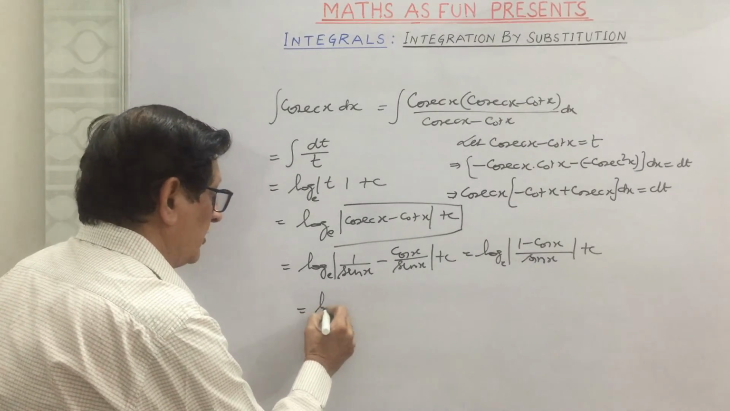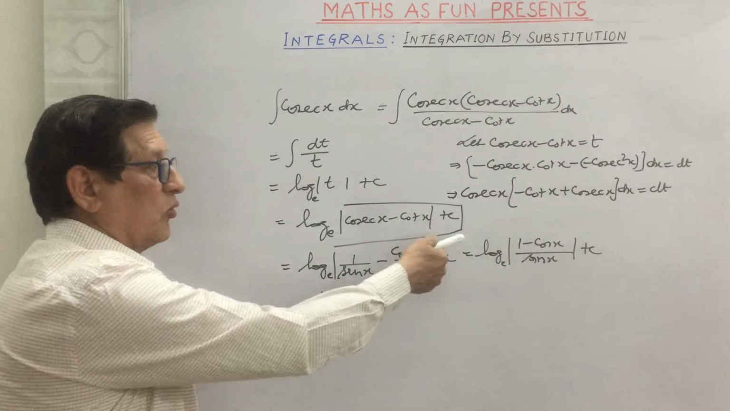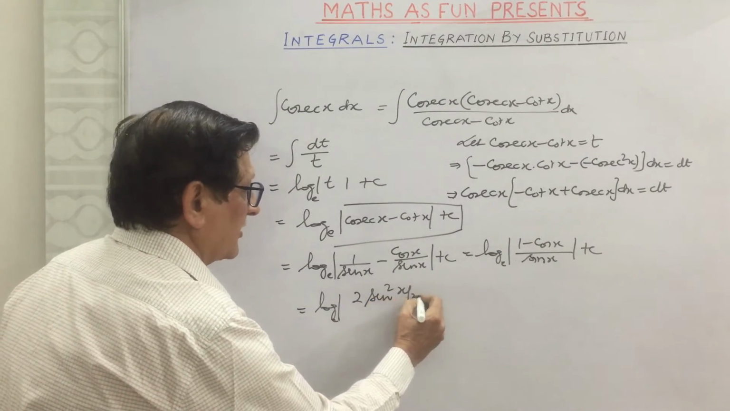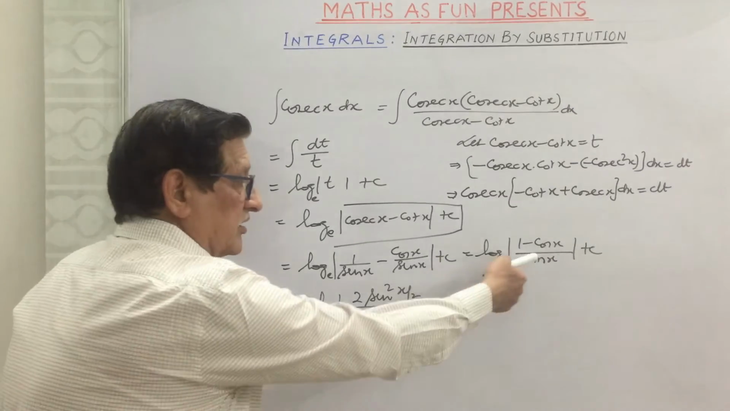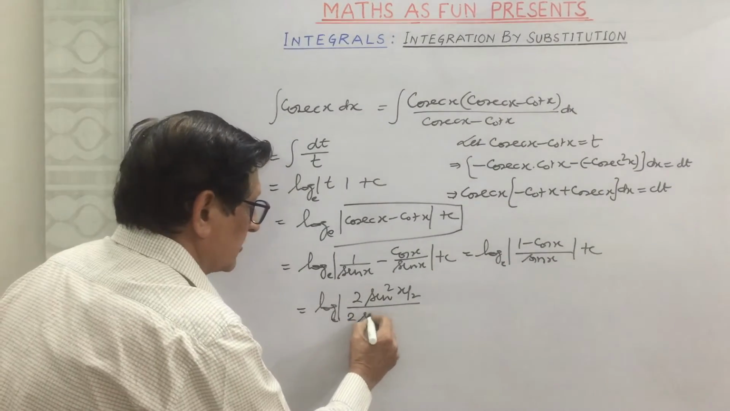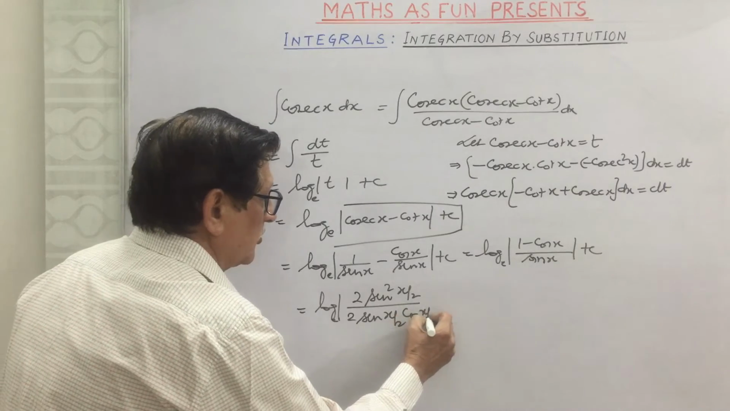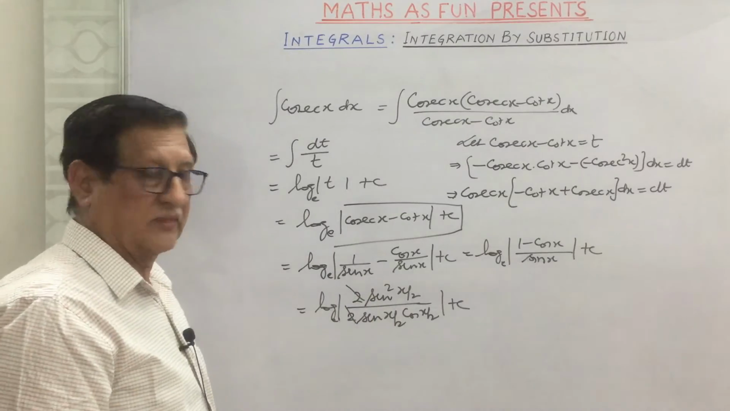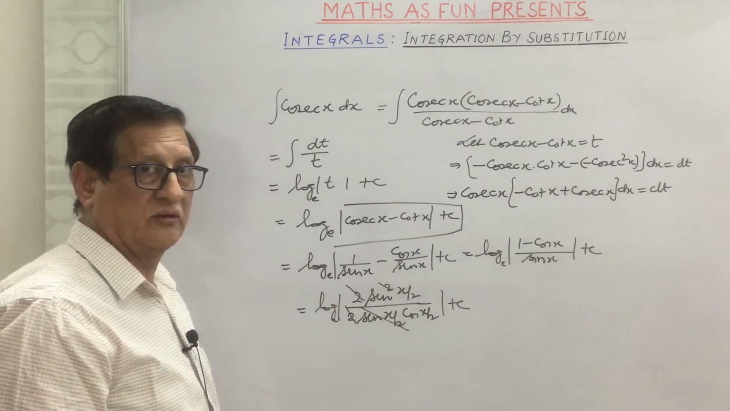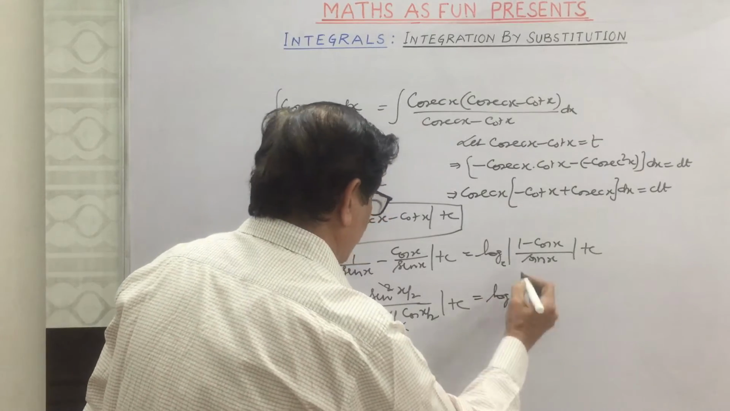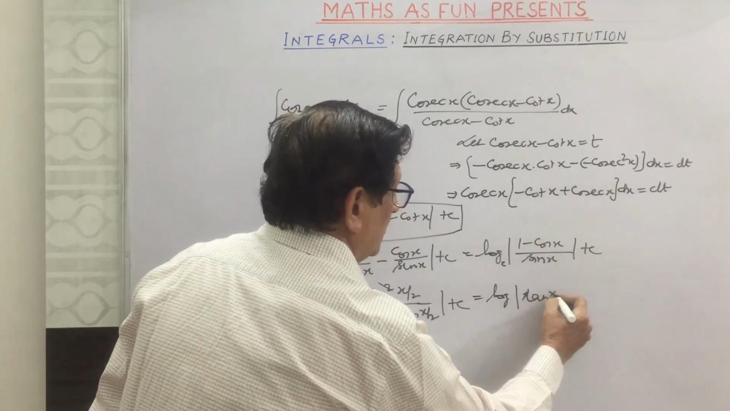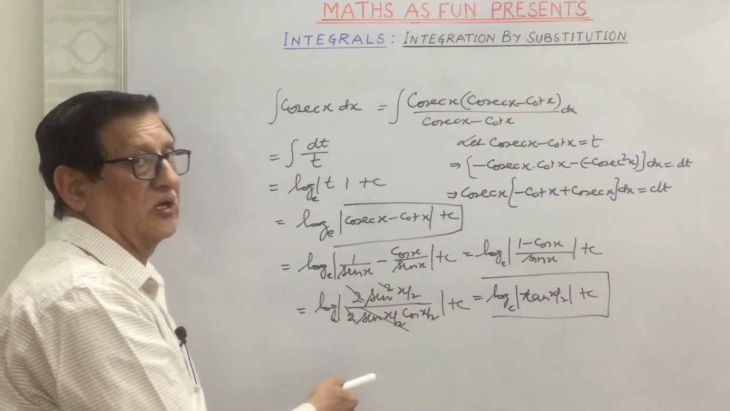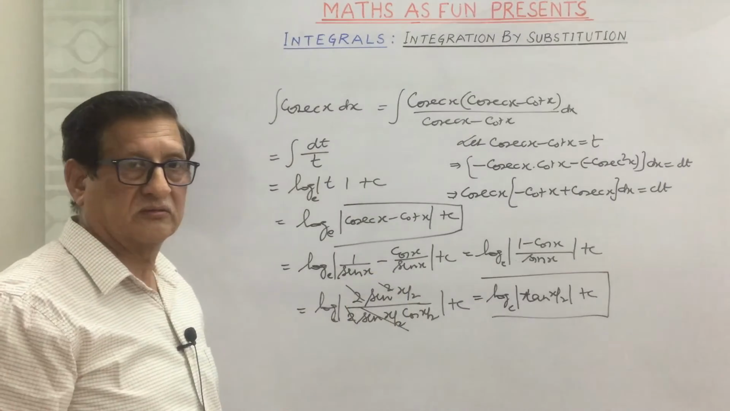And we know the trigonometrical identity 1 minus cos x can be written as 2 sin square x by 2. And sin x can be written as 2 sin x by 2 into cos x by 2. This 2 and 2 cancel. This sin x by 2 cancels the square. Are we getting here log of tan x by 2 plus c? This is the second formula for integral of cosec x.